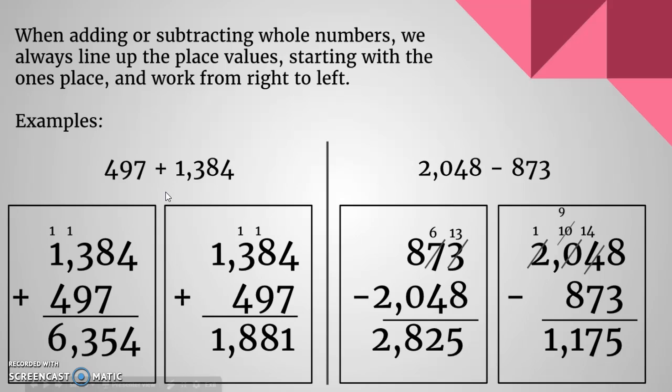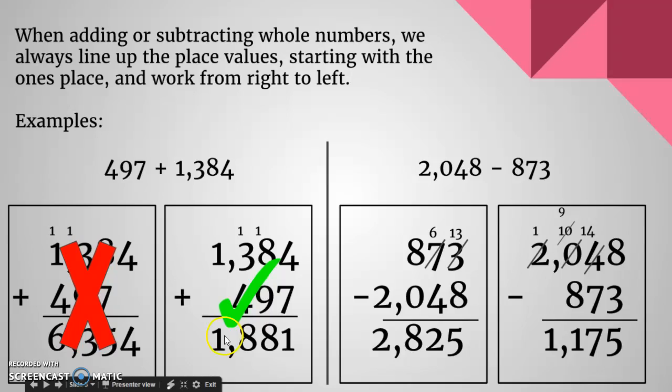If we take a look at the one on the left, this one is not lined up properly. The 7 here is in the ones place, and it should be underneath the 4. That one is not correct. However, if we look at the one on the right, the place values are lined up properly. When we add 7 and 4, we get 11, carry that 1. Then 1 plus 8 plus 9 is 18. 1 plus 3 is 4, plus another 4 is 8. And then the 1 carries down. So this one would be the correct way.